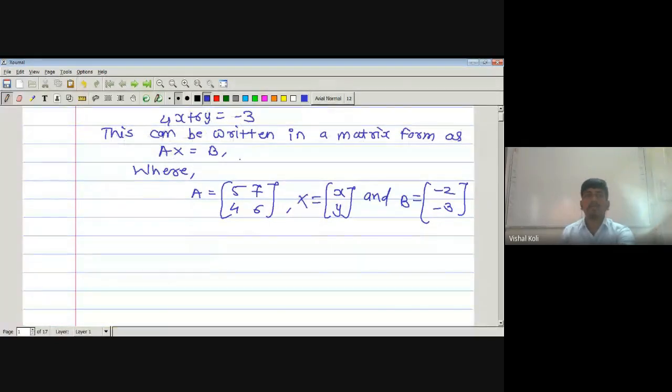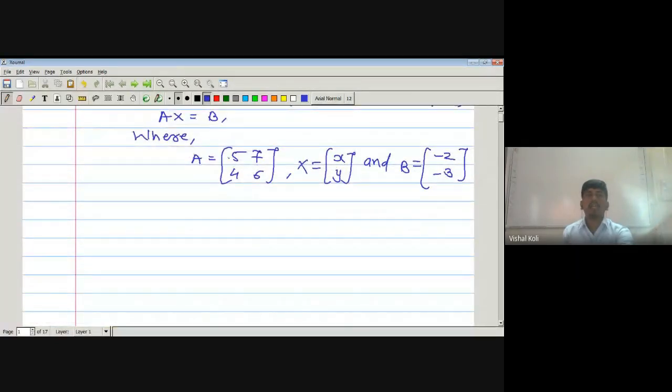Now, A is a matrix of order 2 by 2 having entries 5, 7, 4 and 6. Now we have to find its solution. It means first we have to check the determinant value of the given matrix A. If its determinant value is not equal to 0, then the given system of linear equations has a unique solution. And if it is equal to 0, then we have to check whether it has no solution or an infinite number of solutions. For that, first we have to find the determinant of A.